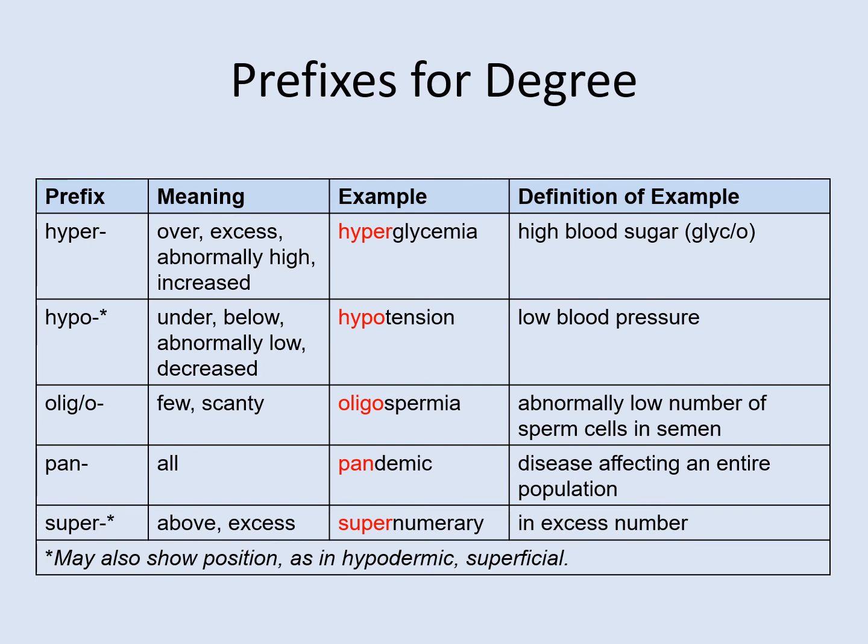So these prefixes integrate how much of something, as in hyper, an excess, hypo is under, oligo is a few, pan would be all, and super is an excess, supernumerary, an excess number. And you'll see hypo and hyper and hypoglycemia in conjunction with blood sugar when we get into looking at diabetes.